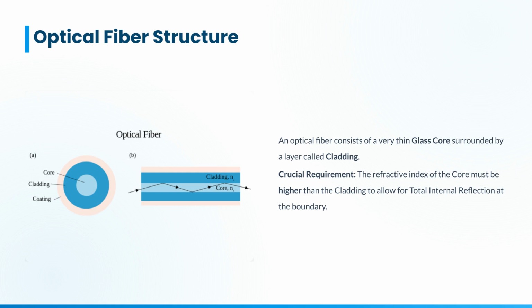An optical fiber consists of a very thin glass core surrounded by a layer called cladding. A crucial requirement is that the refractive index of the core must be higher than the cladding to allow for total internal reflection at the boundary.